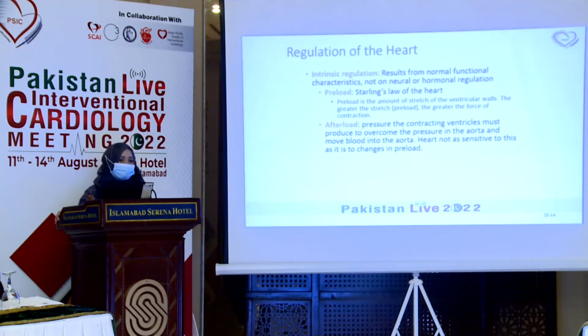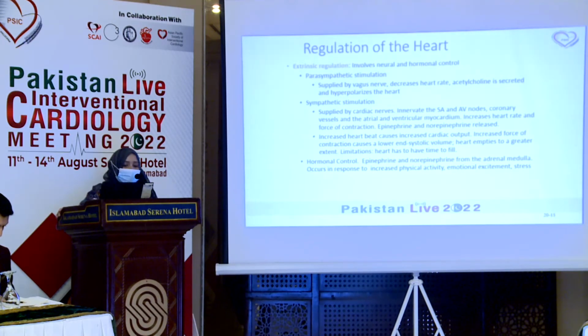Regulation of the heart: intrinsic regulation and extrinsic regulation. In intrinsic regulation, we see preload and afterload. Preload is the amount of stretch of the ventricular walls. The greater the stretch, the greater the force of contraction. Afterload is the pressure the contracting ventricles must produce to overcome the pressure in the aorta and move blood into the aorta. Heart rate is not as sensitive to this as it is to changes in preload.